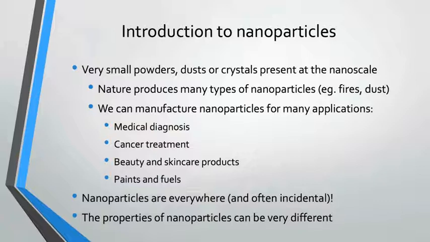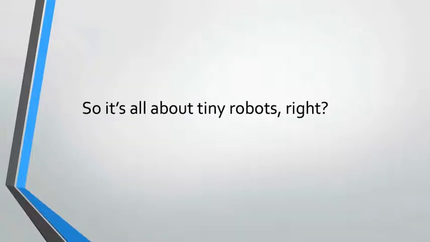And of course, these are all very different materials and they have very different properties. So you can't really talk about all nanoparticles. It doesn't make much sense. You have to talk about specific ones. So clearly, I'm talking about tiny robots, right?